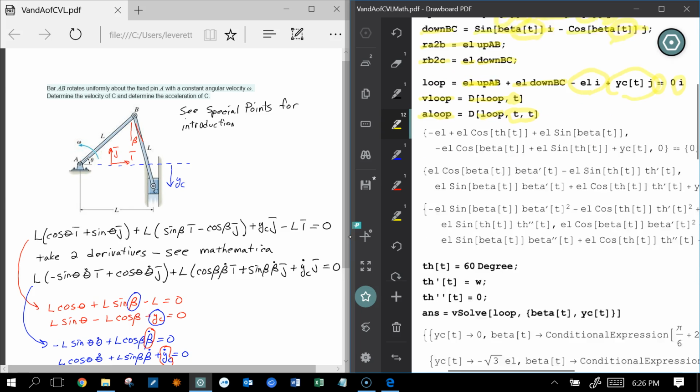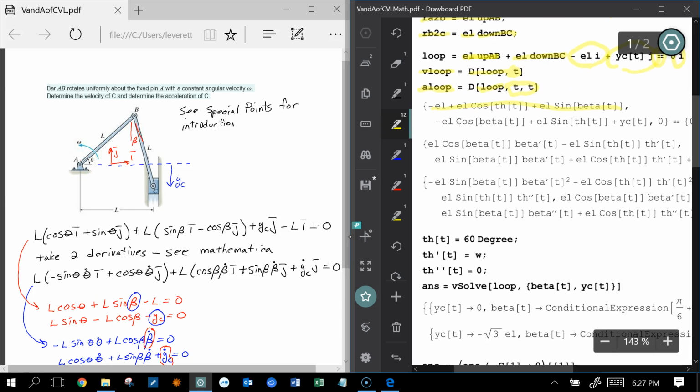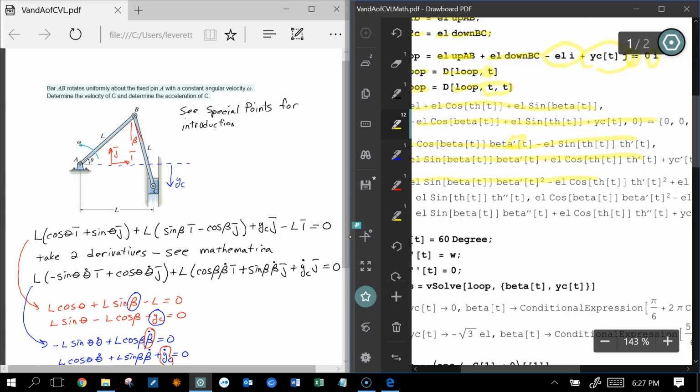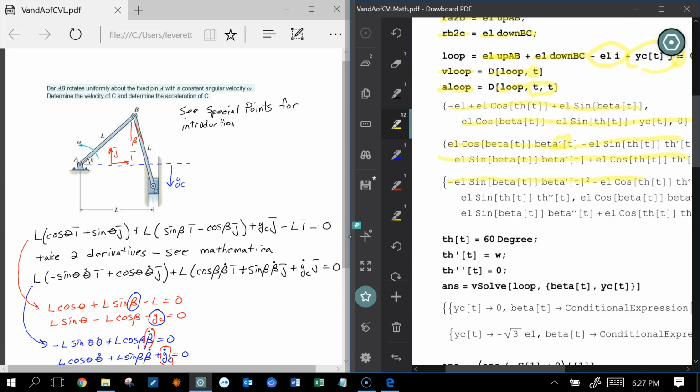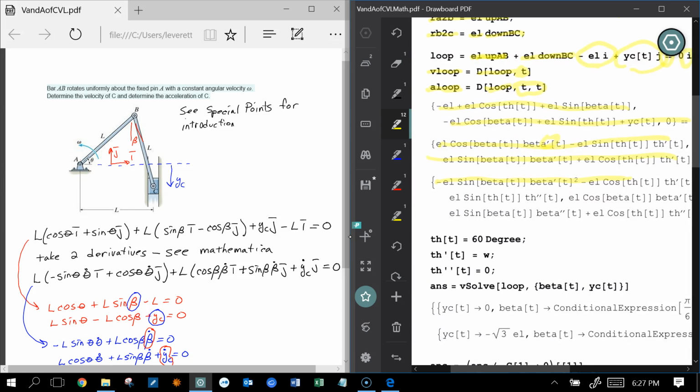Okay, so you hit execute, here's the loop, not too bad. Here's the velocity loop, not too bad. And you can see that it matches what I did by hand. Remember, your ticks are dots. Okay. Here's the acceleration. Oh my goodness, it goes on and on. You see, that's why you don't want to do this by hand. Right? But Mathematica, not a sweat.